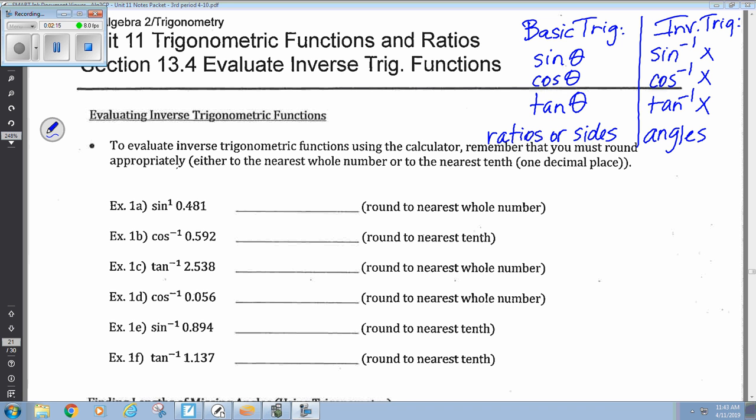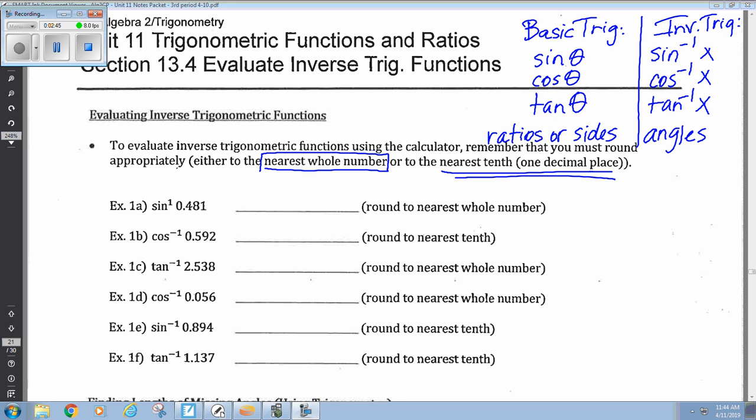So to evaluate an inverse trig function using the calculator, the main thing here is that you round correctly. Most of the time, you're going to be rounding to the nearest whole number. Very rarely do we round to the nearest tenth, which is simply one number after the decimal place. We'll practice doing it each way, but just know that most of the time, you're going to round to the nearest whole number.